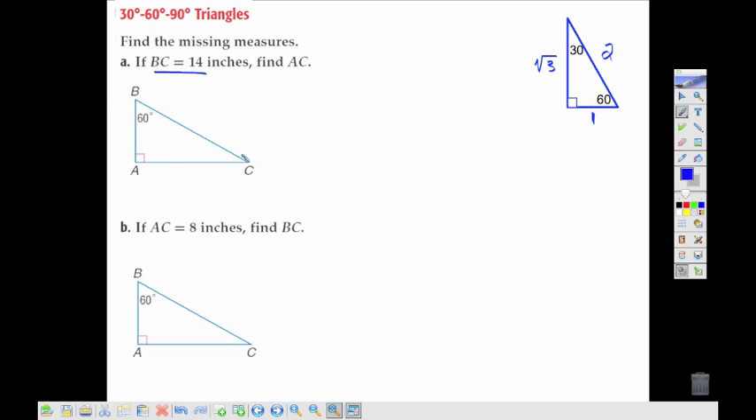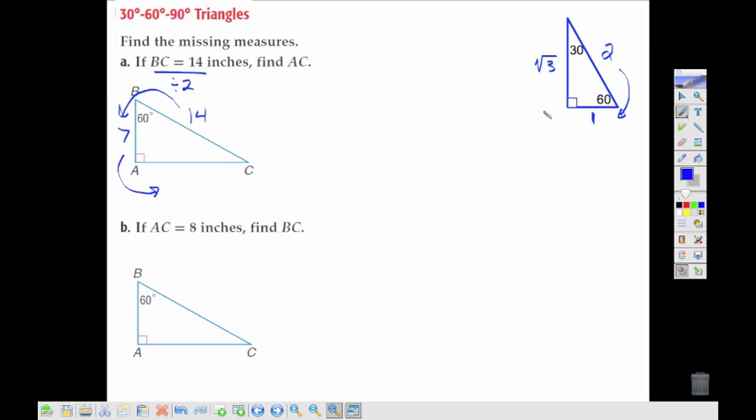to the other. In this first problem, we were saying BC is 14. That's my hypotenuse here, we look over here and notice that that's my 2. I want to go back to the shortest side first. That'd be the easiest thing to do. So coming this way, I'm going to divide that by 2, and we can see that BA is 7.